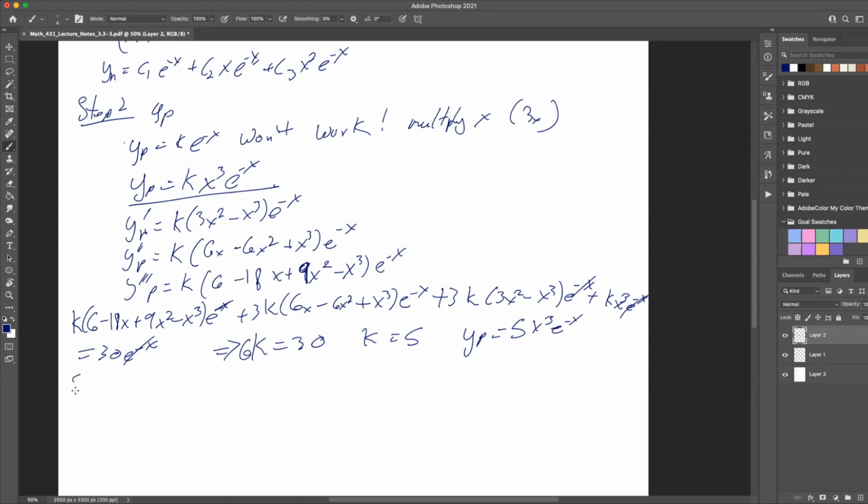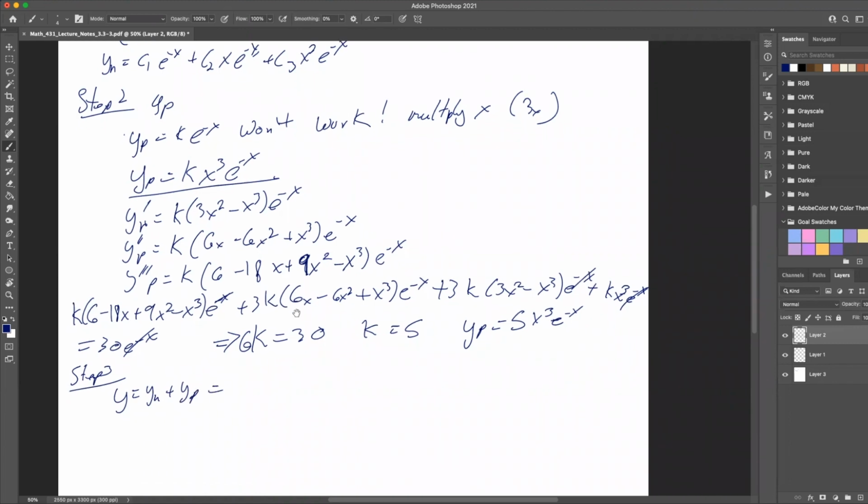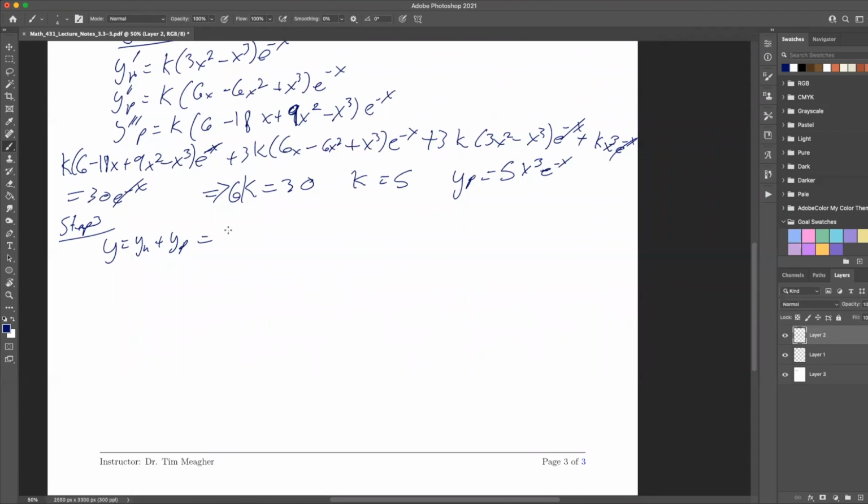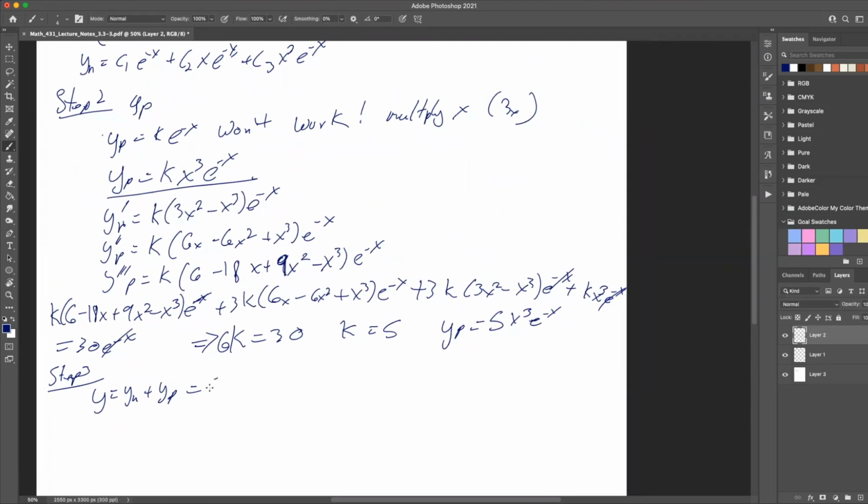Okay. And here we do step 3. So step 3, we just put it together. So we have y equals y of h plus y of p. And so here we have y of h up here. So we have c1 e to the minus x plus c2 x e to the minus x plus c3 x squared e to the minus x plus 5x cubed e to the minus x. That should be squared, sorry.